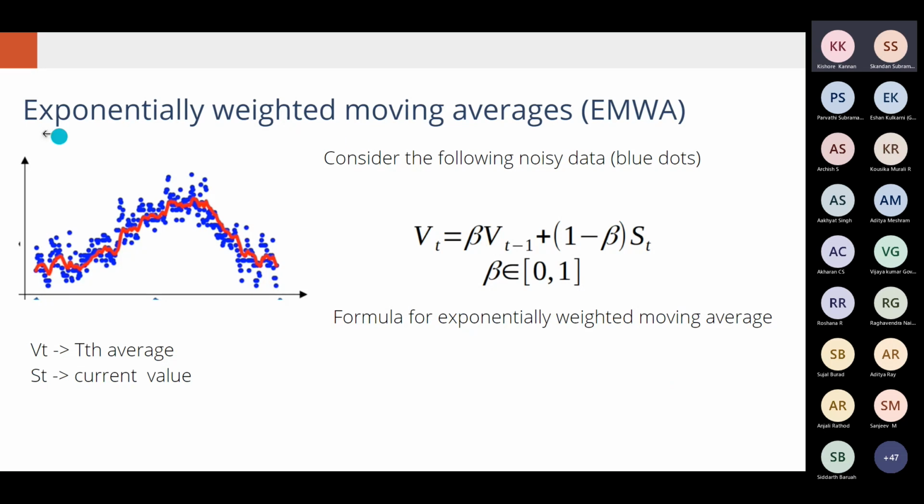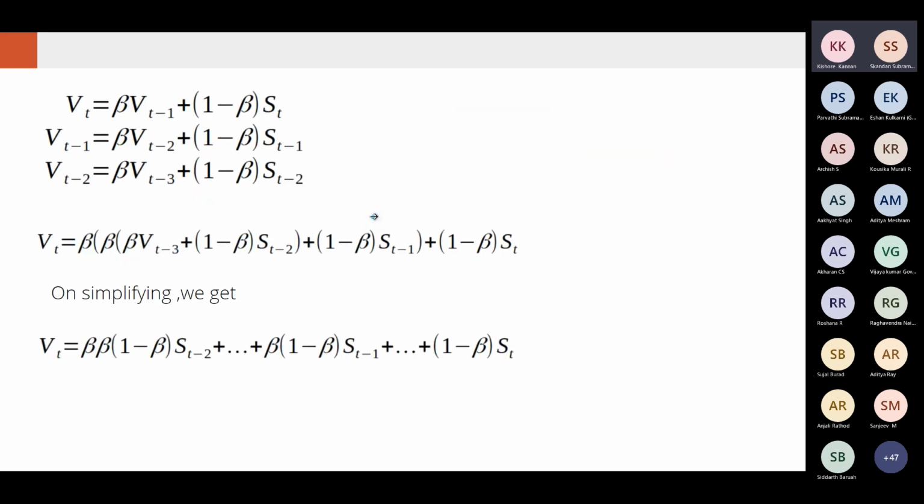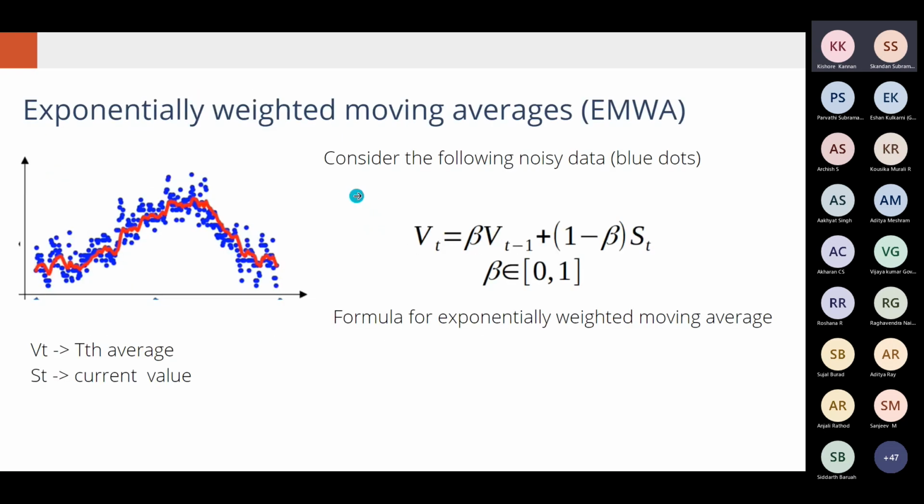So next, let's look at the exponentially weighted moving averages. This is not an optimization algorithm. This is just a different kind of average. We have seen normal averages, which is just summing up and then dividing by the number of data points. And then we have weighted averages, where we multiply by some weights and then take the average. But this is different. This is exponentially weighted moving averages, and we'll use this to understand the upcoming optimization algorithms.